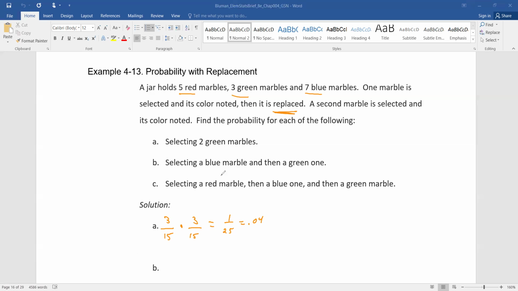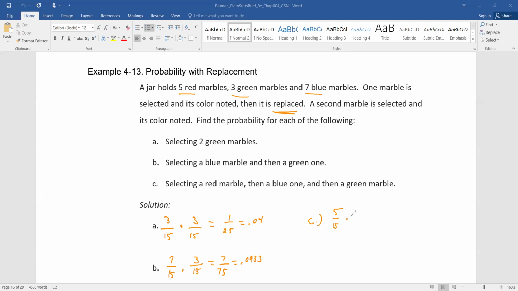Part B, first selecting a blue marble, so that's 7 out of 15, then a green one. So again, I'm putting that blue marble back in the bag, so I still have 15 marbles, and I would have 3 green ones. Multiply that out. In the calculator, you get 7 out of 75, which is about 0.0933. All right, let's look at C. Selecting a red marble. So this is now 5 out of 15.